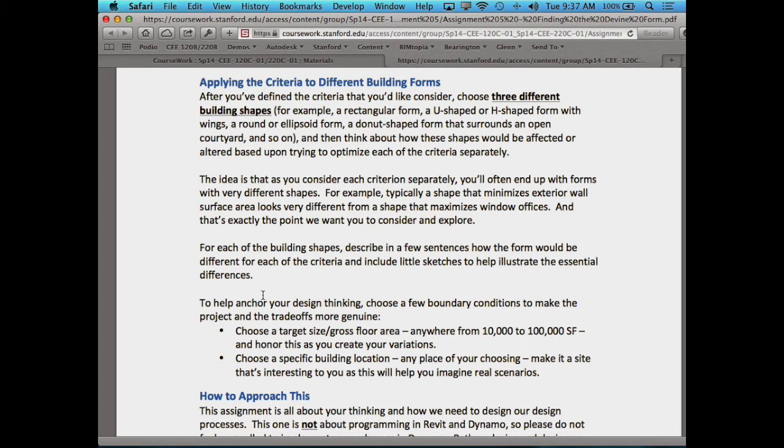Okay, so let me give you a U-shaped building, something that looks like this. A little off, but it'll work. As you think about a U-shaped building, what is different about it as opposed to a rectangular building? Yep, a lot more surface area. Okay, well, think about that. What is that bad for?